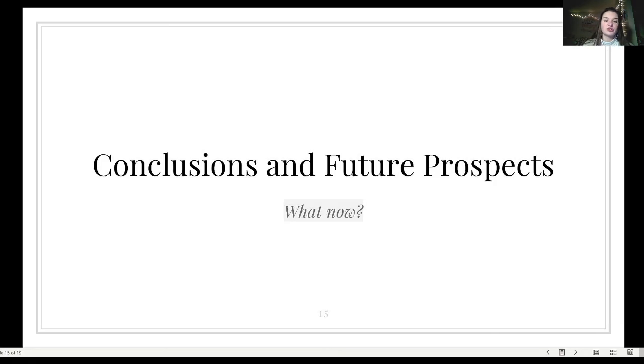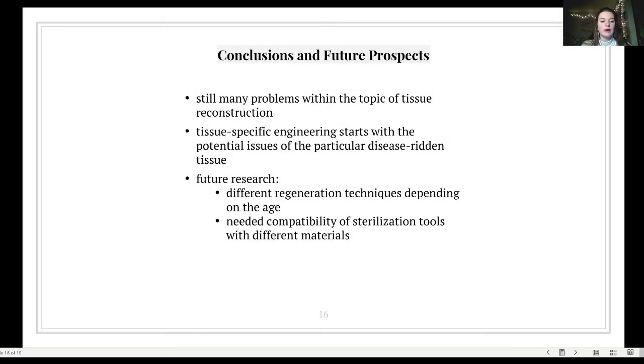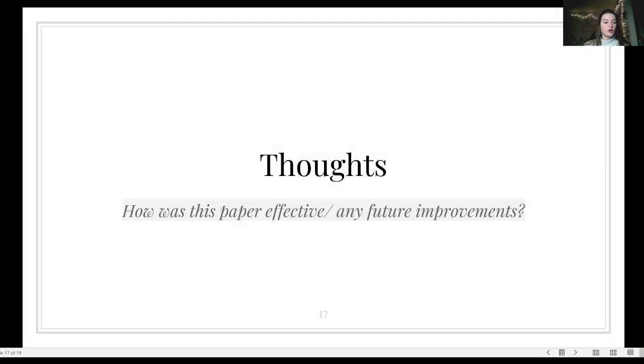The final section is Conclusions and Future Prospects, which answers the question, what now? There are still many problems within the topic of tissue reconstruction, meaning that there is a lot of future research that needs to be conducted. First and foremost, it is vital that tissue-specific engineering starts with the potential issues of the disease-ridden tissue of focus. Furthermore, some future research includes understanding the possible need for different regeneration techniques depending on the age of the individual at hand, as well as needing compatibility of sterilization tools with different materials within the 3D regeneration process. This brings me to my overall review of the effectiveness of this research paper.